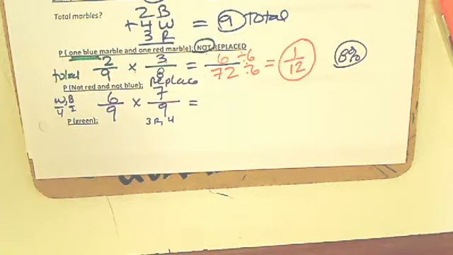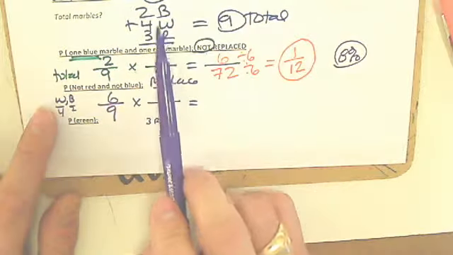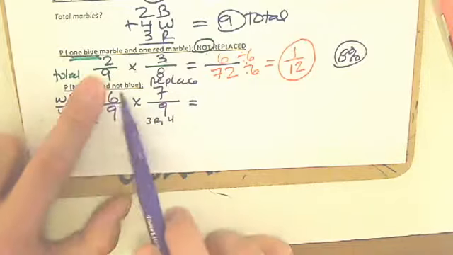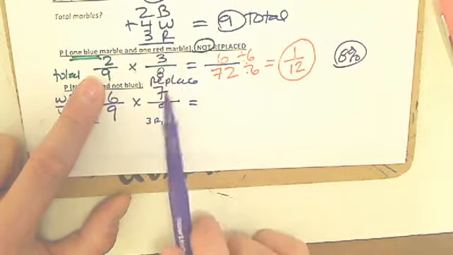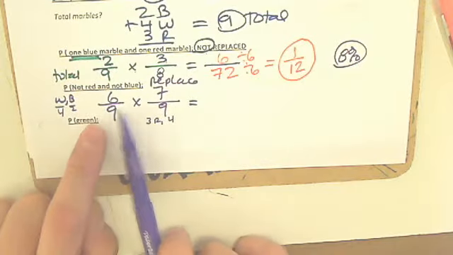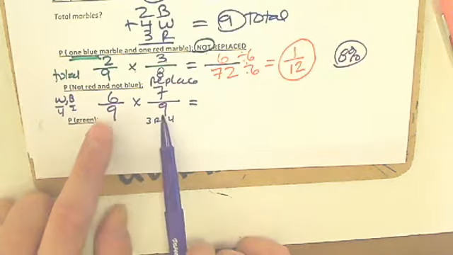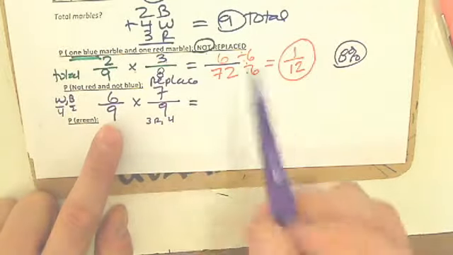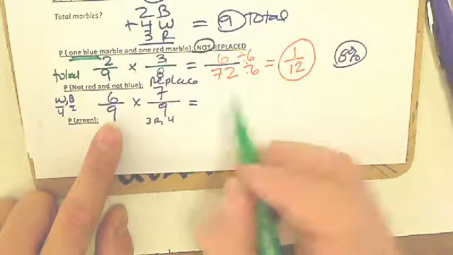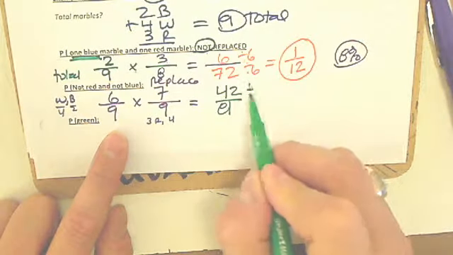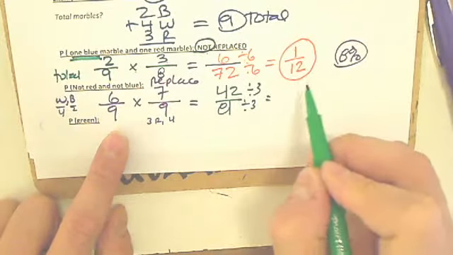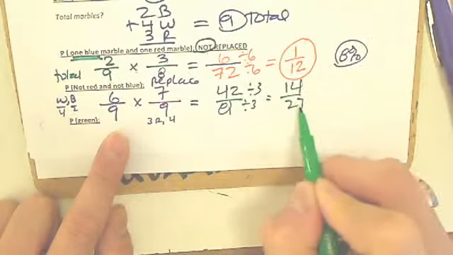Okay. Not red. What colors are not red in that bag? White and blue. So I add up the number of whites and the number of blue marbles. That's how I got 6. New problem. Not blue. Add the white and the red. The 9 stays the same because I'm putting it back. So then I multiply across. 42 over 81. I can actually divide that by 3, which is 14 over 27.